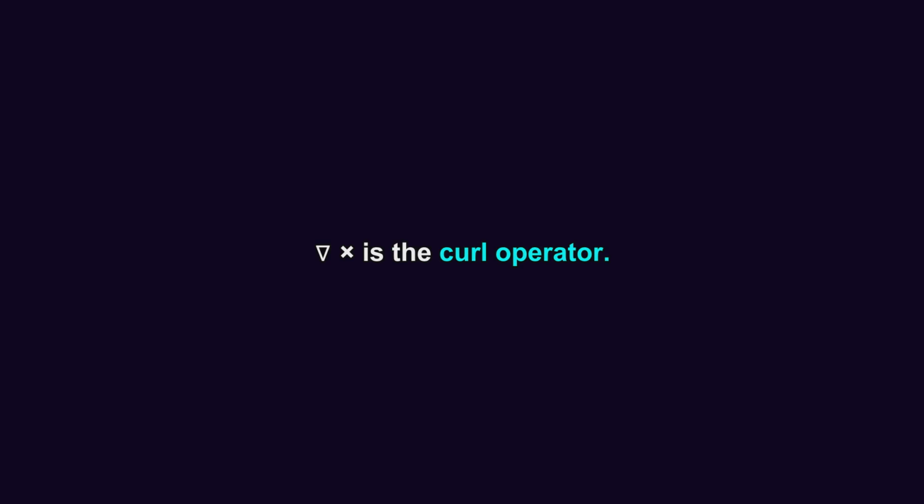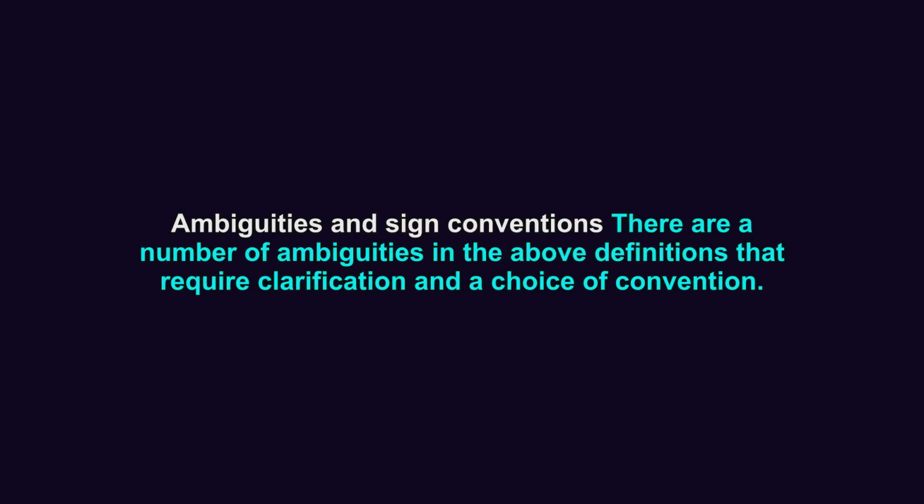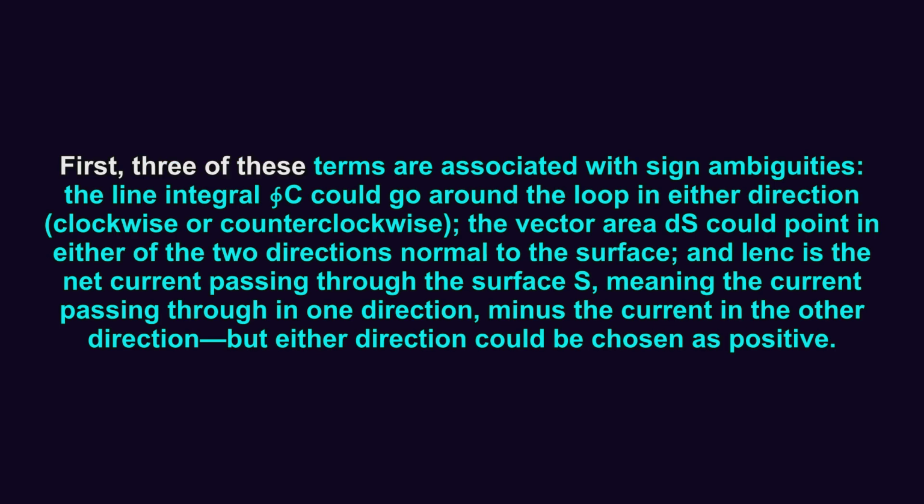Nabla cross is the curl operator. Ambiguities and sign conventions. There are a number of ambiguities in the above definitions that require clarification and a choice of convention. First, three of these terms are associated with sign ambiguities. The line integral, the contour integral over C, could go around the loop in either direction, clockwise or counterclockwise. The vector area dS could point in either of the two directions normal to the surface. And I_enc is the net current passing through the surface S, meaning the current passing through in one direction minus the current in the other direction. But either direction could be chosen as positive.